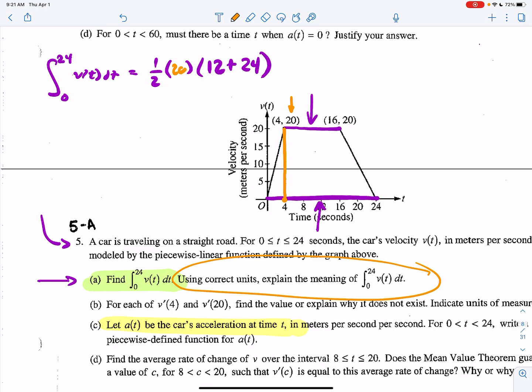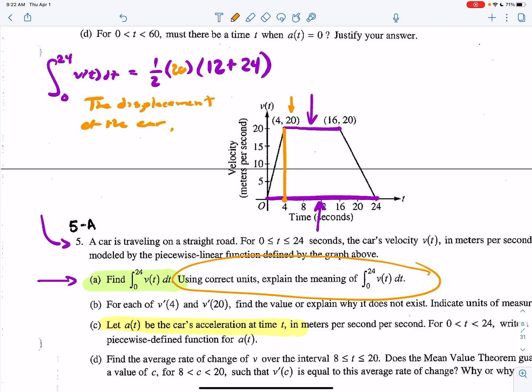Using correct units, explain the meaning of the integral of v of t from 0 to 24. So notice how you're just integrating velocity. So you should know that this is your displacement, not distance. And be careful with the scoring guidelines, because sometimes they'll use it interchangeably, because sometimes displacement is the same as distance in some cases. So don't be fooled by it. So you're going to say that this is the displacement of the car.